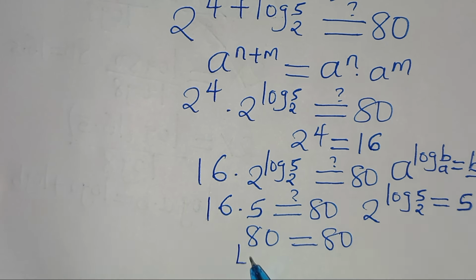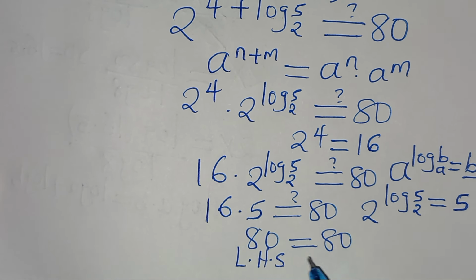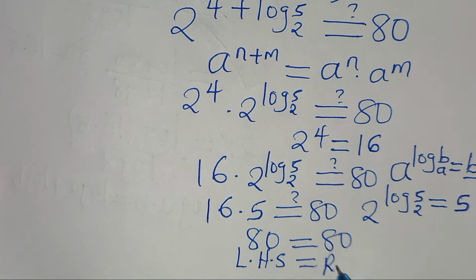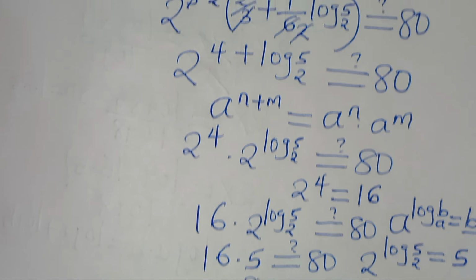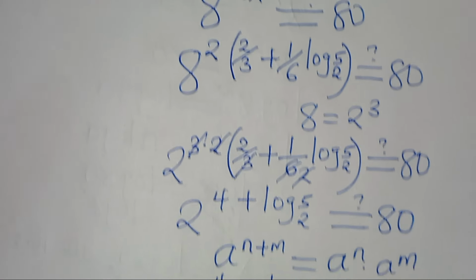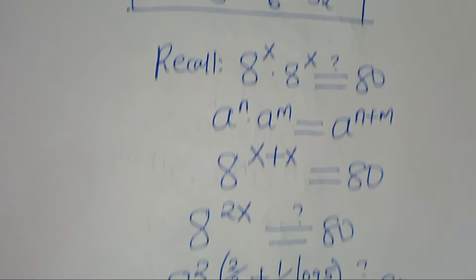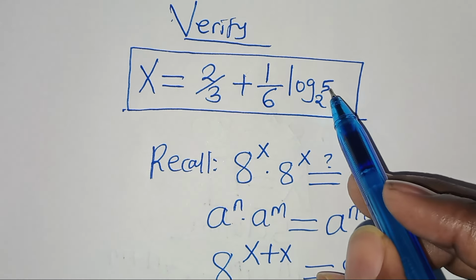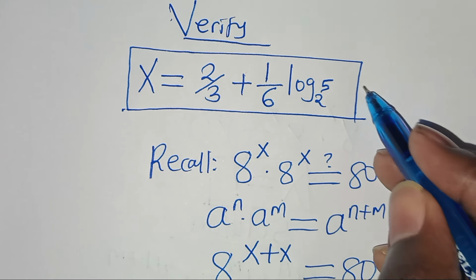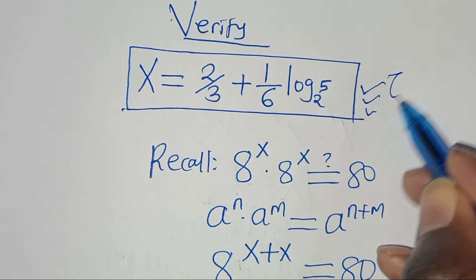So this means that the left hand side is equal to the right hand side. And this proves that the value of x, which is equal to 2 over 3 plus 1 over 6 log 5 to base 2, actually satisfies the equation.